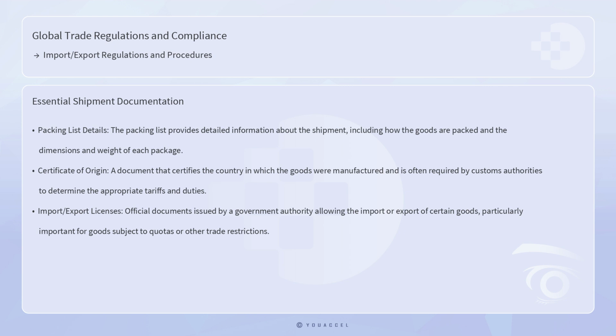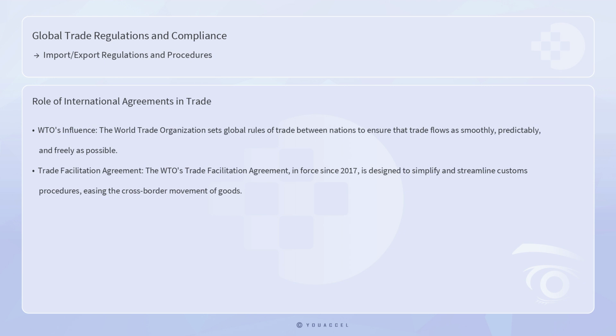Finally, import-export licenses are official documents issued by a government authority allowing the import or export of certain goods. These licenses are particularly important for goods that are subject to quotas or other trade restrictions. In addition to national regulations, international agreements and organizations play a significant role in shaping import and export procedures. The World Trade Organization sets global rules of trade between nations and aims to ensure that trade flows as smoothly, predictably, and freely as possible. The WTO's Trade Facilitation Agreement, which entered into force in 2017, is designed to simplify and streamline customs procedures, making it easier for goods to cross borders.